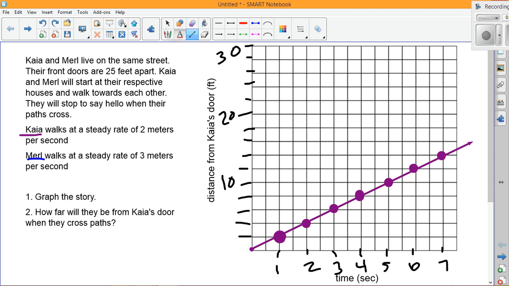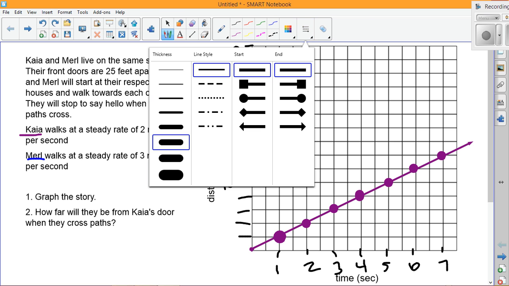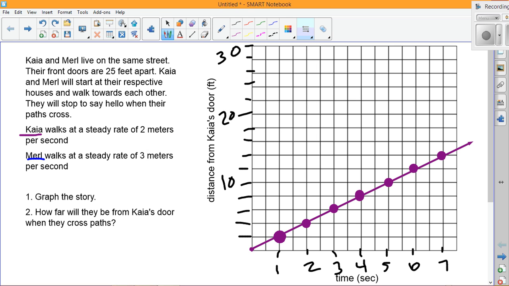Now Merle, who is blue, will start 25 feet away from Kaya's front door. So we're going to put 25. It's kind of halfway there between 24 and 26. And he's going to walk at a steady rate of 3 meters per second. So since this goes by 2, it's going to be 1.5 spaces away every second.